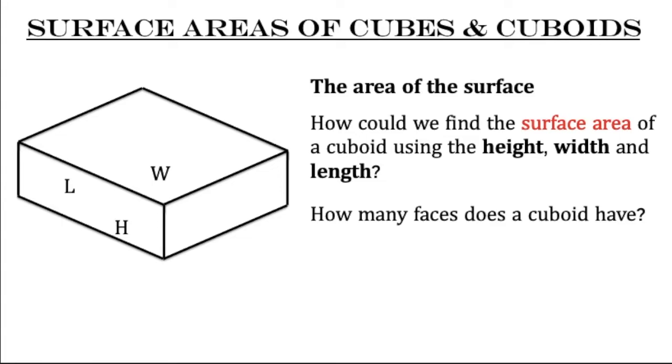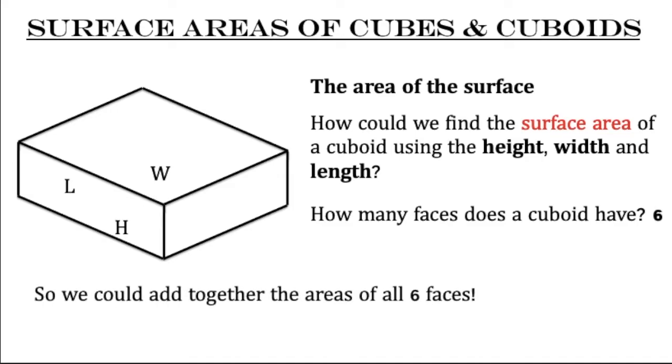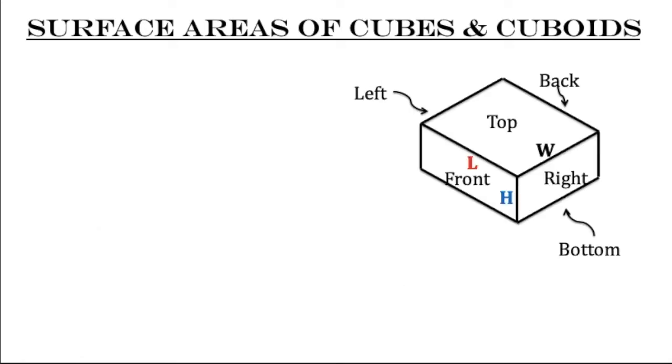Then how many faces do we have in this cuboid? It will be 6. Then we add together the areas of all 6 faces. You calculate them and add them all together. Let's see this in practice.